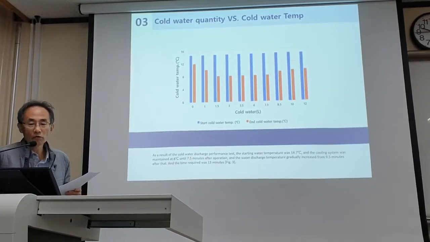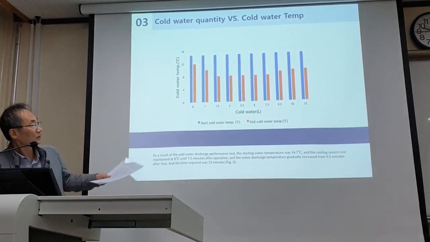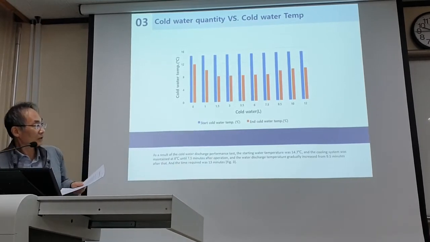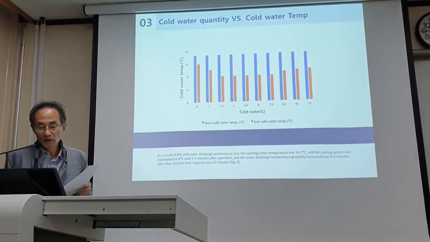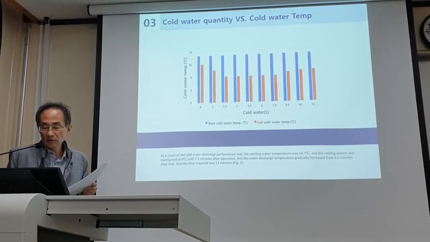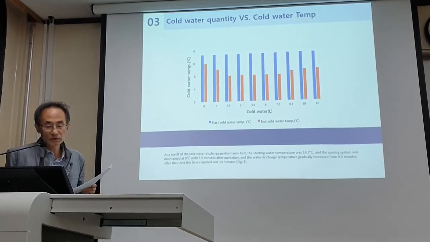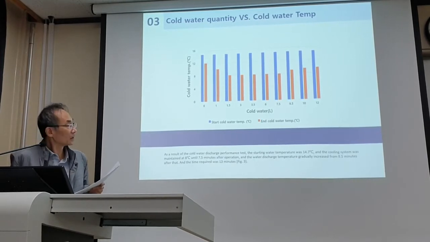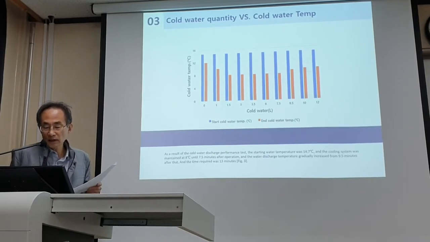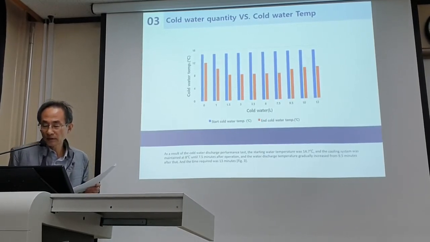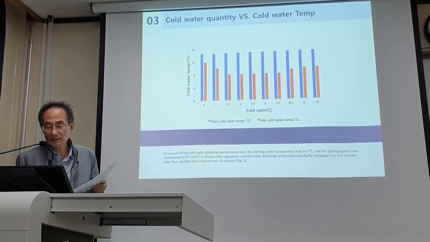This is showing the cold water quantity versus cold water temperature. Look at this: the x-axis represents cold water quantity, the y-axis represents cold water temperature. Starting water temperature was 14.7 degrees, and the cooling system maintained 8 degrees until 75 minutes after operation, and the water discharge temperature gradually increased from 9.5 minutes. After that, the time required was 30 minutes.